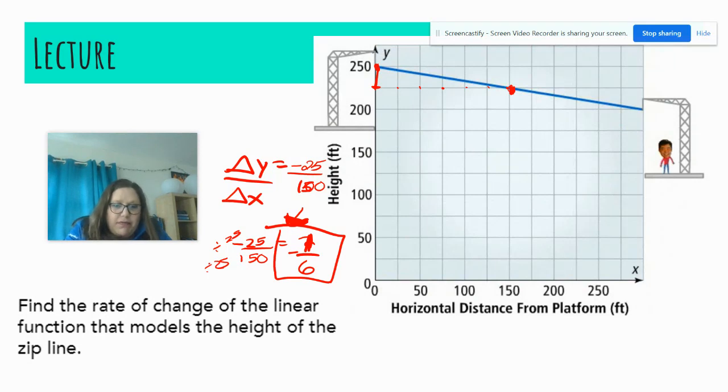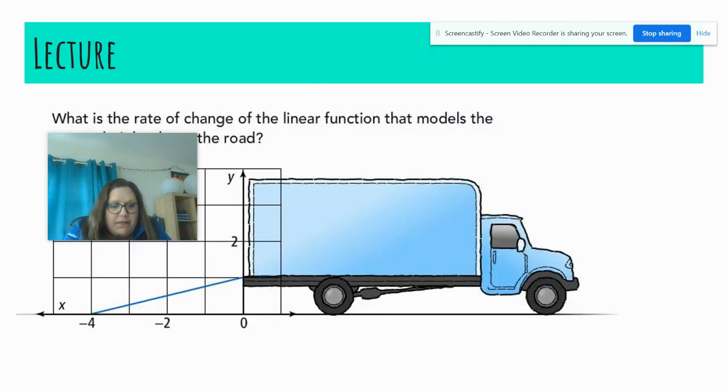For every foot you go down, you're 6 feet away. That's what that's going to mean. Sorry. I thought that was a time. All right, let's keep going.